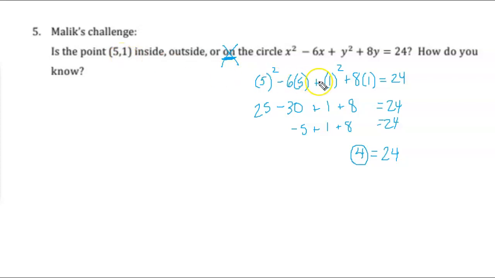In fact, anytime you substitute the points into the equation, if the number you get is less than the radius squared, the number over here, then we know that this was a point inside the circle. If the value that we get is greater than the number that was over here, then we know that our point was outside of the circle. And again, if we know that they're equal, then we know that it is on the circle.